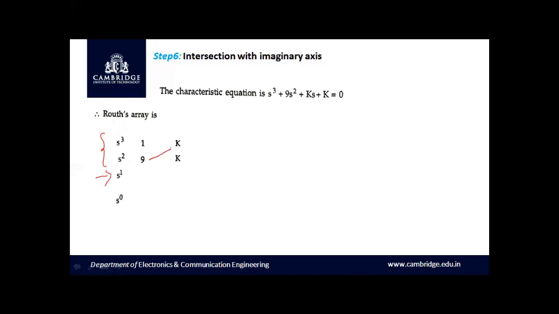Once after filling the first two rows, we fill up the third row first element making use of the formula 9 into k minus 1 into k divided by 9. Hence, we get the expression as 8k divided by 9. Then the third row second element will be equal to 0, as we are filling the rest of the elements to be 0. Then the fourth row first element is given by 8k by 9 into k minus 9 into 0 divided by 8k by 9. 8k by 9 in the numerator and denominator will get cancelled out.